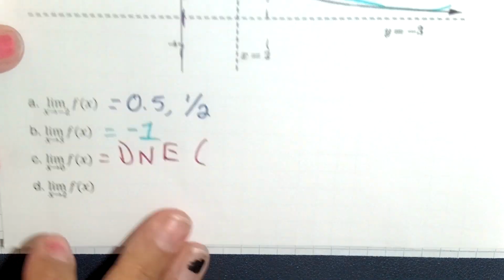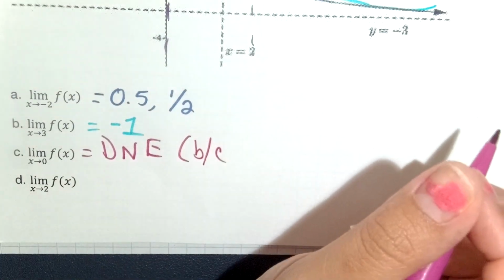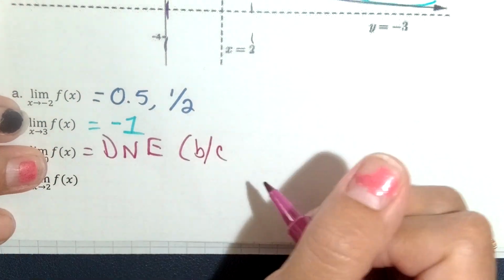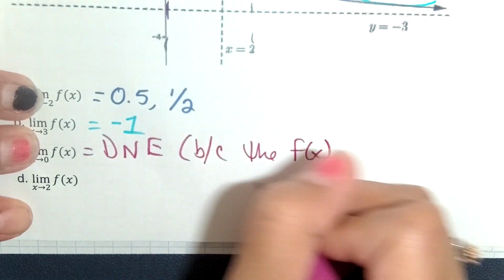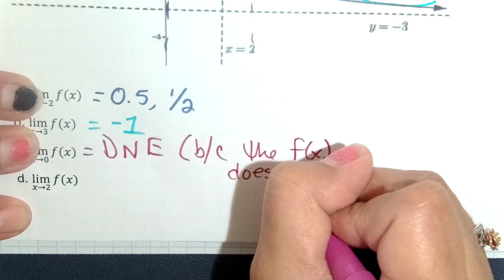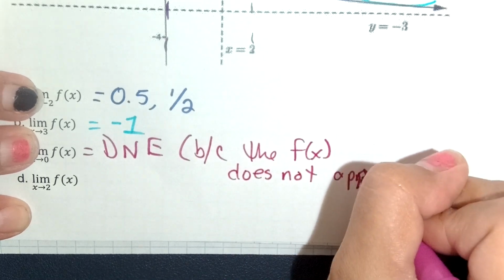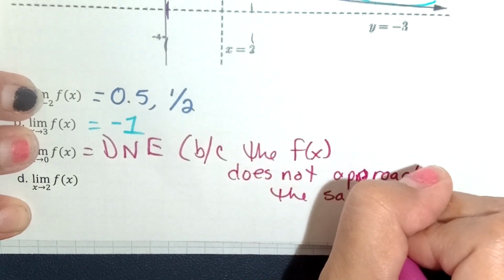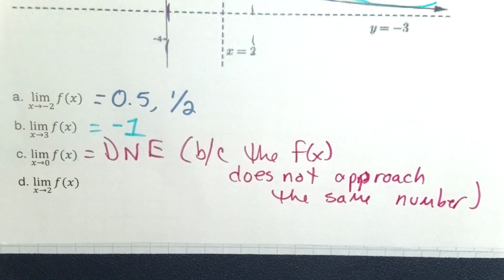Because, and I'm going to write a rationale, because the function, I'm just going to put f of x, does not approach or get close to the same number.